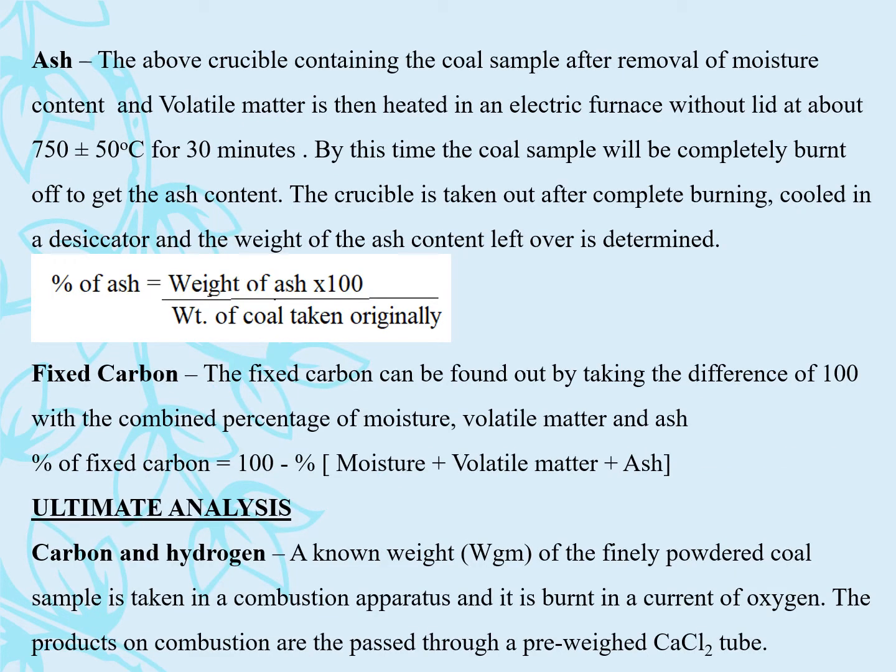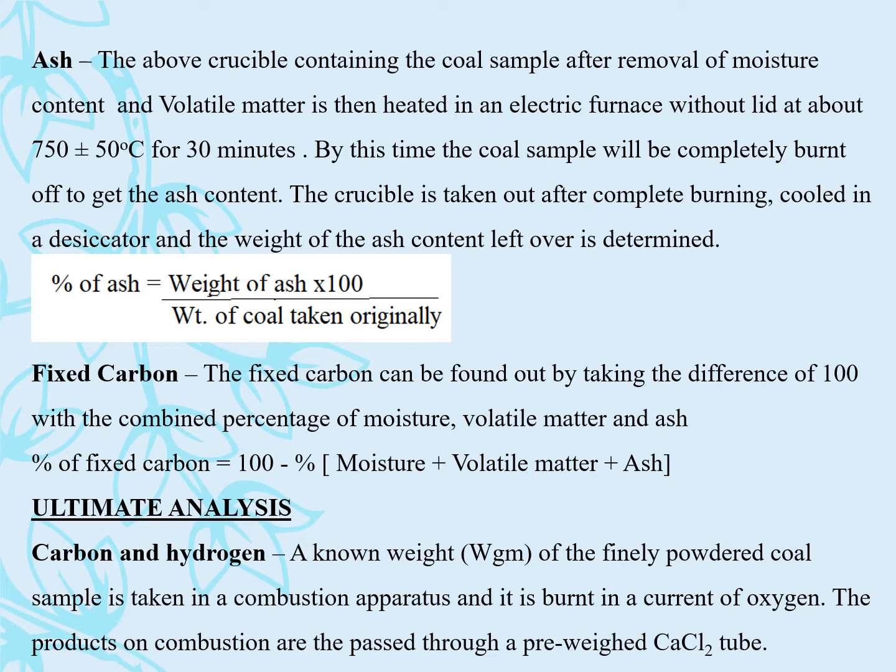Now, how to determine the ash content? The above crucible containing the coal sample, after the removal of the moisture content and the volatile matter, is now heated in an electric furnace without the lid for about 30 minutes at a temperature of 750 degrees plus or minus 50 degrees centigrade. By this time, the coal sample would have been completely burnt off to get the ash content.